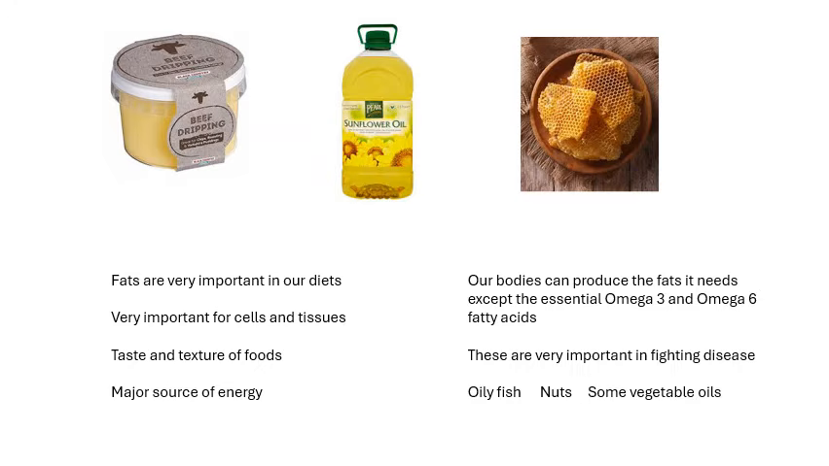Now, our bodies can actually produce the fats they need, but there are some essential fatty acids. We call them omega-3 and omega-6 fatty acids, which our bodies can't make, but we need them to be healthy. Very important in fighting disease. So make sure there's some oily fish, some nuts, and some nice vegetable oils. And I don't mean the oil that you fry your chips in. I mean things like olive oil. Yes, nice vegetable oils, avocado oil.